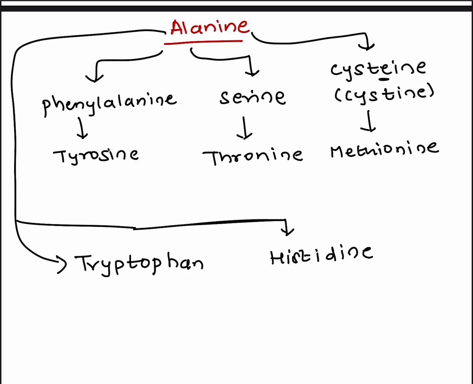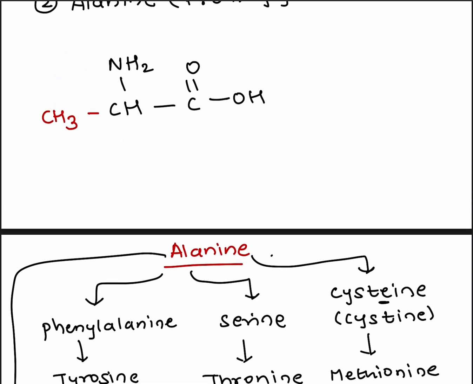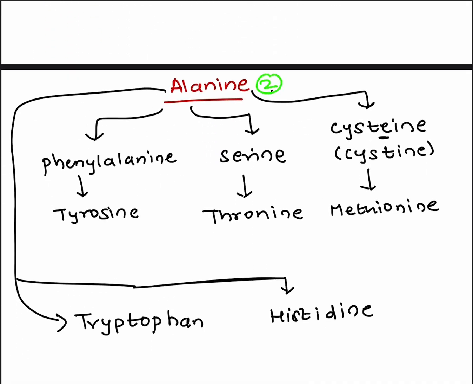How many amino acids have we covered till now? Here is glycine 1, let me mark it in green so you can count, then alanine 2, phenylalanine 3, tyrosine 4, serine 5, threonine 6. Wait a minute, there's a spelling mistake. The E was missing. Okay, 6, 7, 8, 9 and 10.